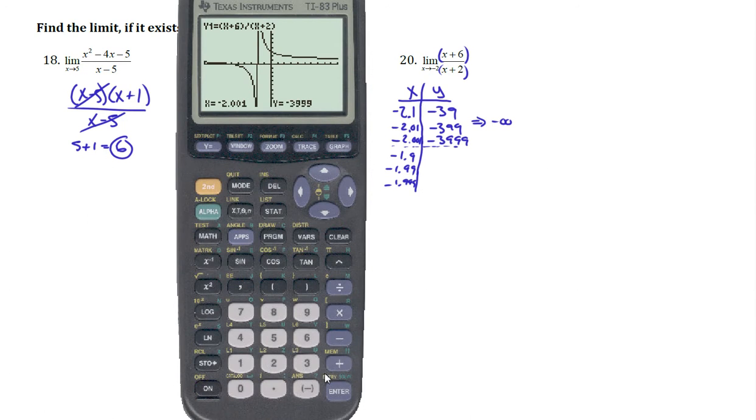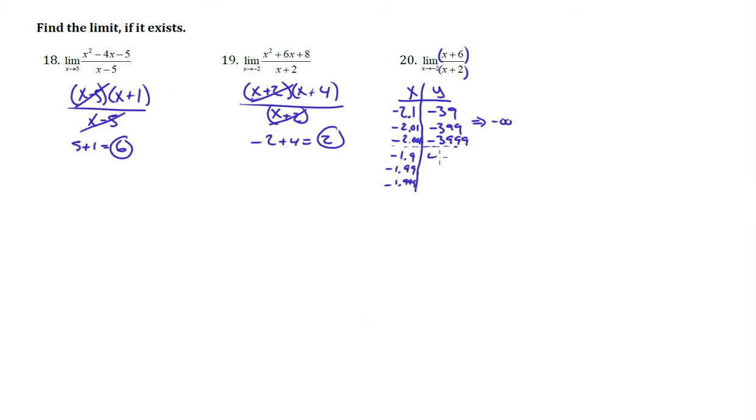So let's see what's happening on the positive side here. Okay, so we plug in -1.9, and we get 41.